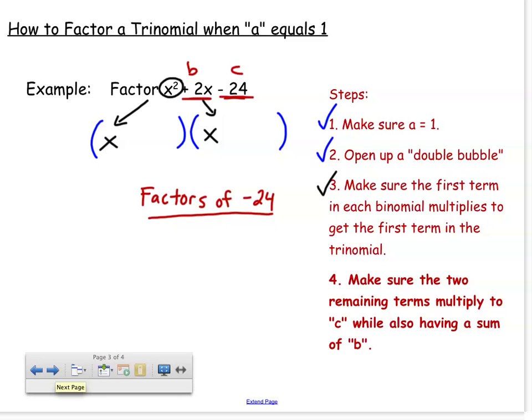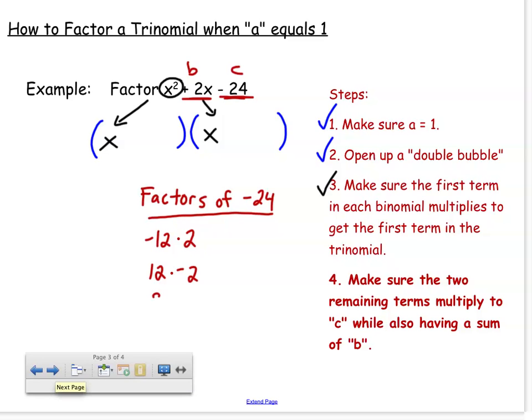And as I write them, I think about, do they add up to 2? They should multiply to negative 24 and add up to 2. So let's start with some that we know. How about negative 12 times 2? Well, I know negative 12 times 2 is negative 24, but negative 12 plus 2 is negative 10. So those don't work. How about 12 and negative 2? They multiply to negative 24, but they add up to positive 10. So those don't work.